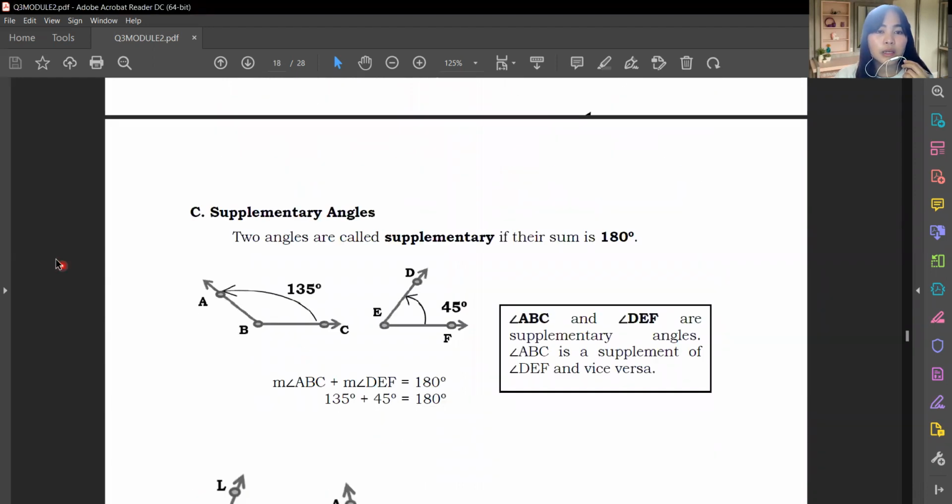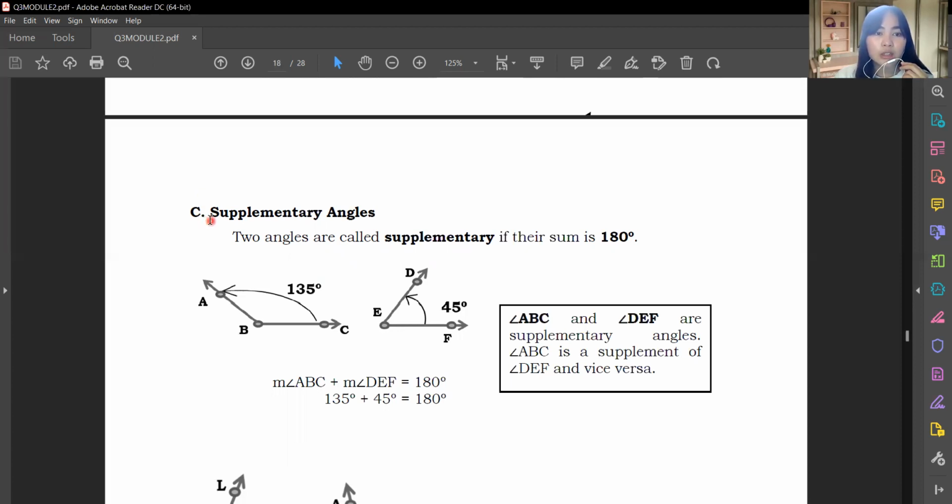Now, for supplementary angles, two angles are supplementary angles if their sum is 180 degrees. Again, for supplementary angles, their sum is 180 degrees. Always remember, supplementary starts with S. When we say straight angle, how many degrees is the measurement of a straight angle?